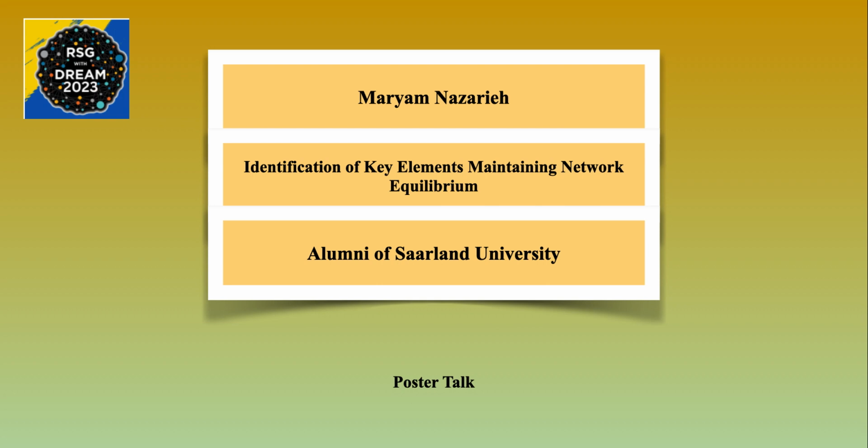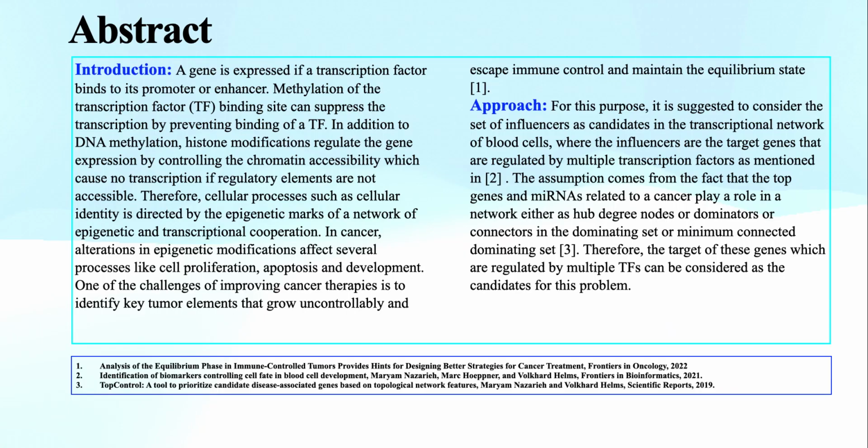My name is Maryam Nazarieh and I will talk about identification of key elements maintaining network equilibrium. A gene is expressed if a transcription factor binds to its promoter or enhancer. Methylation of the transcription factor binding site can suppress the transcription by preventing binding of the transcription factor.